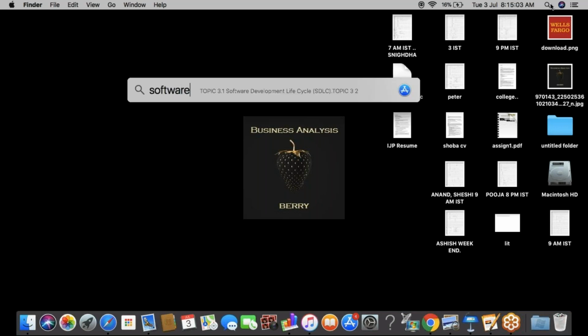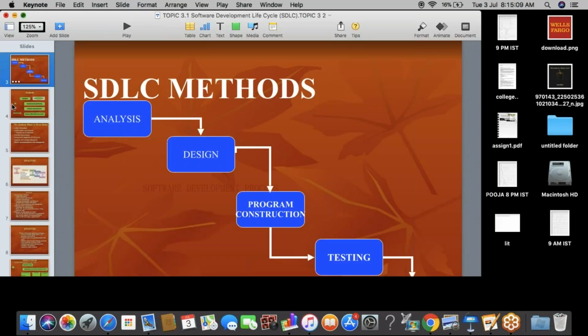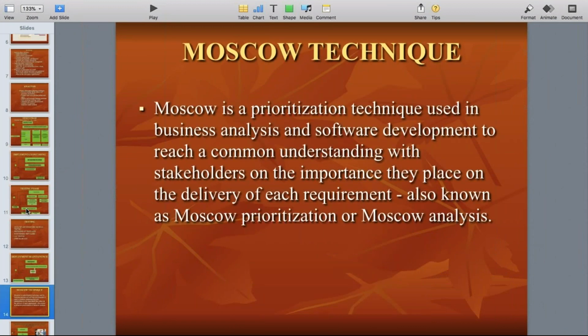The first technique is the Moscow technique. Moscow is a prioritization technique used in business analysis and software development to reach a common understanding with stakeholders on the importance they place on the delivery of each requirement. So which requirement is critical and which is least important, based on that we have to gather requirements. It is also known as Moscow prioritization or Moscow analysis.